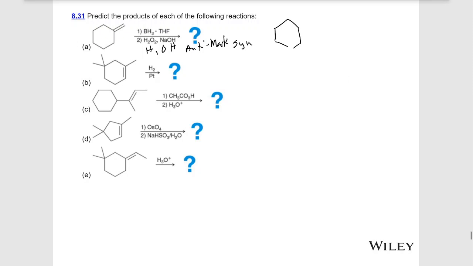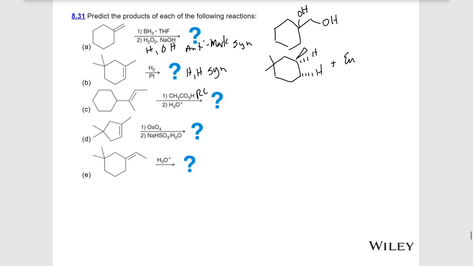So we can predict our product here. We're going to add OH to the less substituted side. H is going to go to the more substituted side. We didn't create a chiral center, so the stereochemistry doesn't matter. So for the next one, we're adding H2 and platinum. So we're adding H, and those are going to add syn to each other. So for this reaction, if the methyl group's coming out and the hydrogen's going back, the other hydrogen will also be going back. Plus we'll get the enantiomer of that molecule.